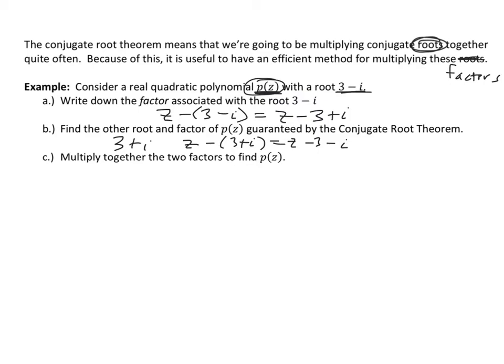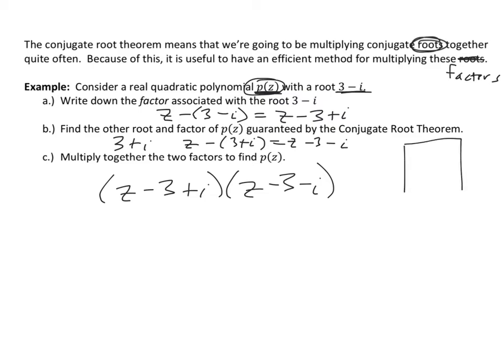Now part C, I want us to do what we did in the previous example: multiply together these two factors to find this polynomial. That means I need to multiply z minus 3 plus i by z minus 3 minus i. What you could do here is a little 3 by 3 box diagram, but that's going to be tedious, especially if we're doing this a lot. You'd put the z minus 3 plus i and the z minus 3 minus i and multiply out all 9 of those boxes and then find the like terms and all of that stuff.